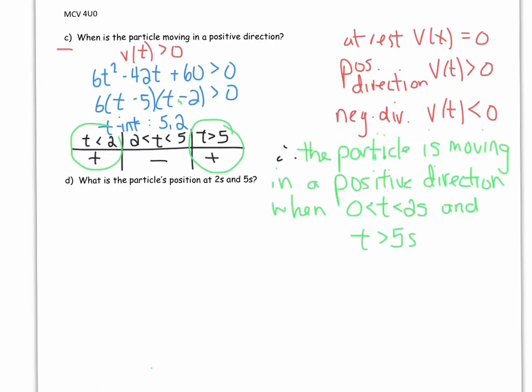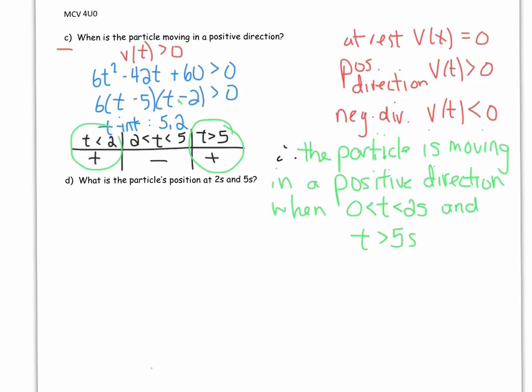Okay, so the particle is moving in a positive direction between 0 and 2 seconds. Remember that this question was defined when t was greater than or equal to 0 and when the time is after 5 seconds. Okay, so now we're going to use this idea in some other questions. In order to use this idea, we're going to need to find out a couple of other things.